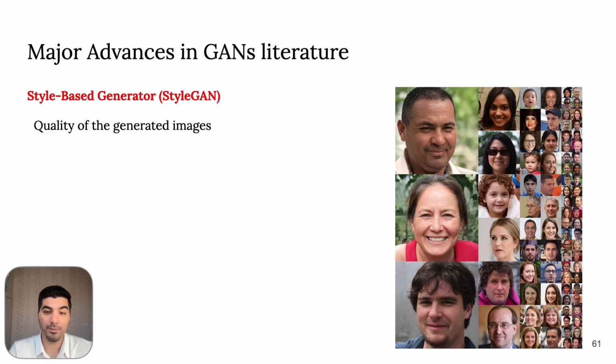The first time I saw these images, I was really shocked that a GAN can generate images with this quality. Because prior to that, usually you could see lots of artifacts in generated images. But for the first time in StyleGAN, some of the generated images don't have any artifacts, and it's really hard to distinguish them from real images.